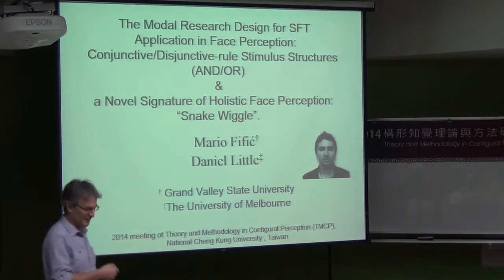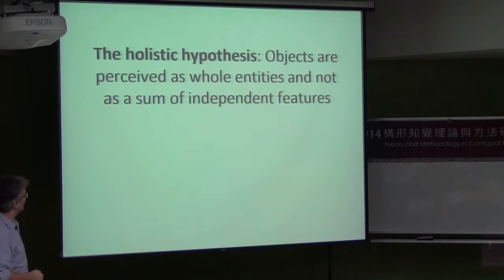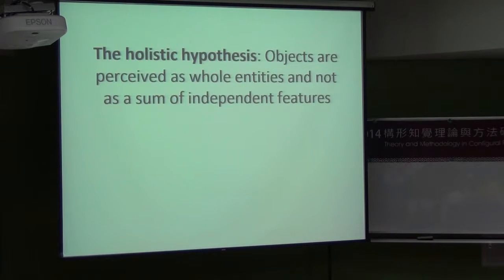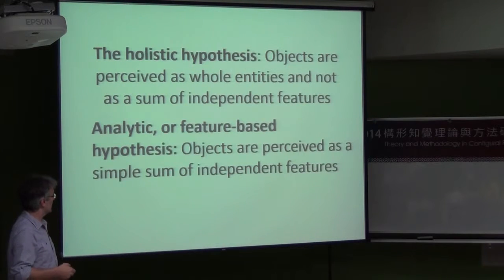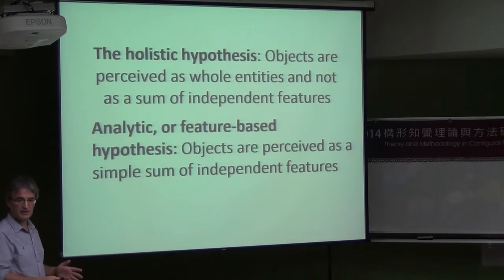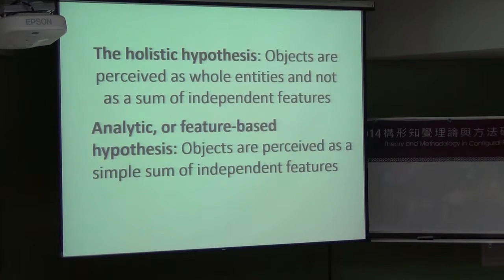Here, again, I just want to remind you about the general definition, the general approach to a validity hypothesis. We say that objects are perceived as whole entities and not a simple sum of features. And we use this, maybe interchangeably, with configural perception. And the second one will be pitted against the analytic or feature-based hypothesis that the perception of an object occurs at the level of a feature.